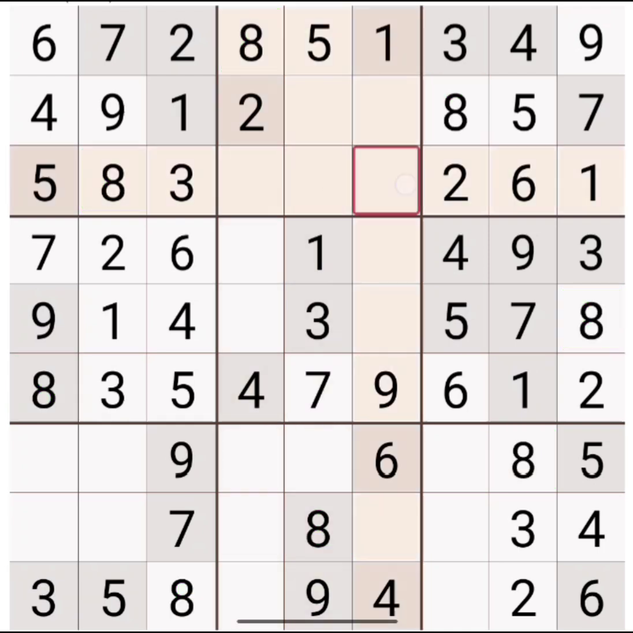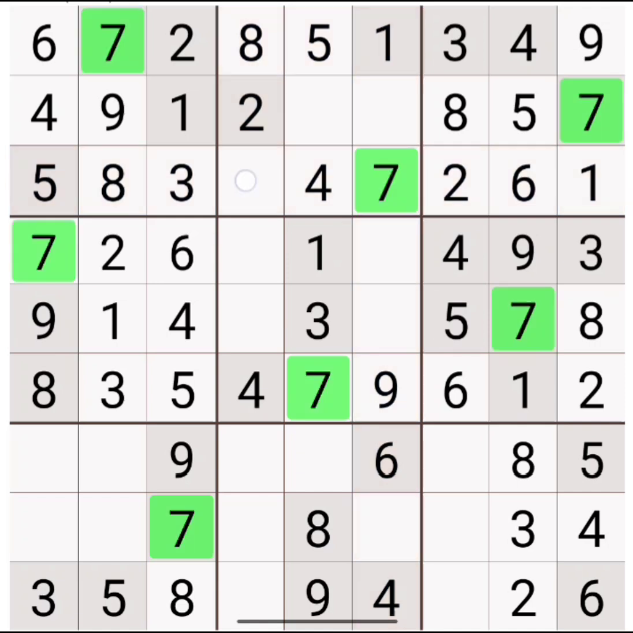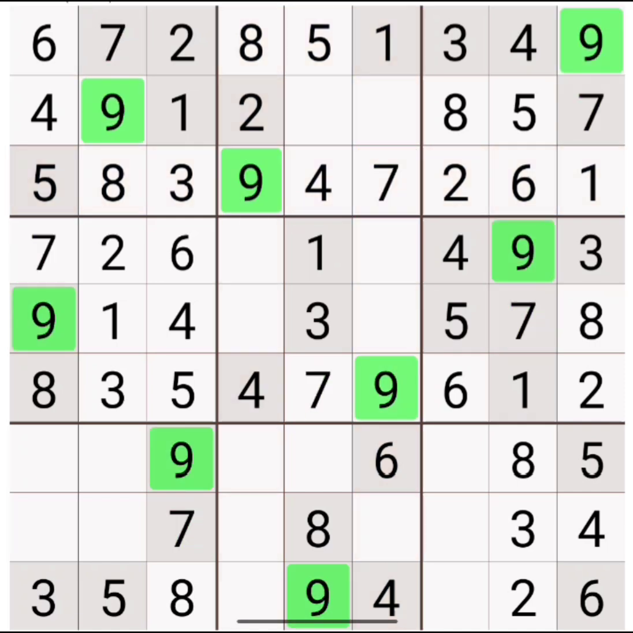Now let us complete the third row. In this row, 5, 8, 3, 2, 6, 1 are there. 4, 7 and 9 are missing. But we cannot place 7 and 9 in this cell because 7 and 9 are in the same column. So we'll place 4 here. Now 7 and 9 are supposed to be for these two cells. But we cannot place 9 in this cell because 9 is there in the same column. So we'll place 7 here and 9 in this cell.